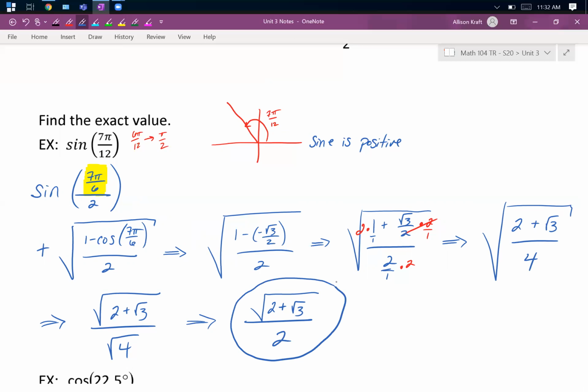Pretty much every single time with these half angle formulas, you're going to do that simplification of multiplying through by the LCD. And I can't even think of a time where the LCD is not going to be 2, because if you think about the values that we take off the unit circle, they all have a denominator of 2. Questions at all?